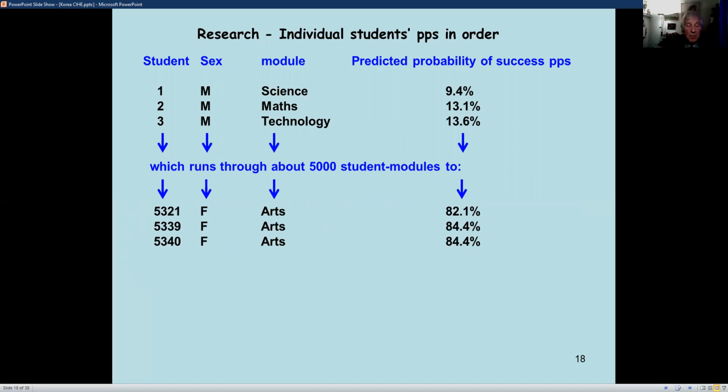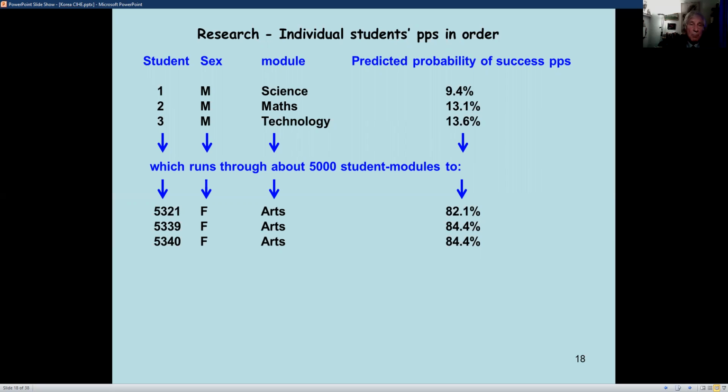So I took a group of around 5,000 students in my local region, and I arranged the data in order of the lowest prediction to the highest. I can't show you the whole 5,000 predictions, of course, but here are the lowest and the highest few. You can see one thing straight away. Women are more highly represented in the highest predictions than men. That's only partly because they're more likely to be taking arts courses.